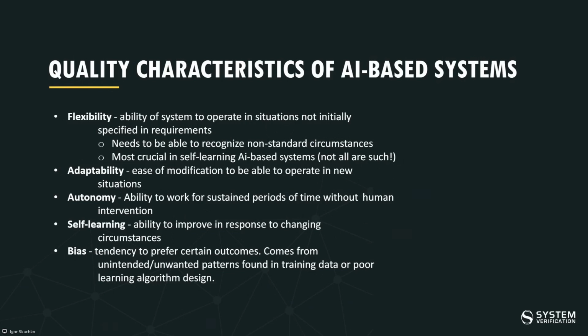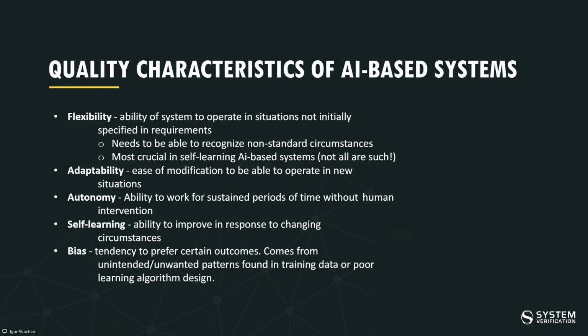The next quality characteristic is adaptability. It's very similar to flexibility, except for the fact that flexibility is an innate characteristic of the system itself. Adaptability is rather about external change. So basically, AI technicians come to the AI-based system and improve it by adding more sensors, for example. So they adapt the system, make it better, but with external help. The characteristic kind of describes the ease of modification, right?